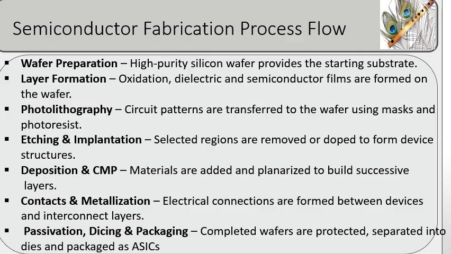Additional materials are deposited and planarized using CMP as successive layers are built. Contacts and metallization then establish the electrical connections between devices and interconnect layers. Finally, the completed wafer undergoes passivation, dicing and packaging, converting the fabricated wafer into individual semiconductor devices such as ASICs.